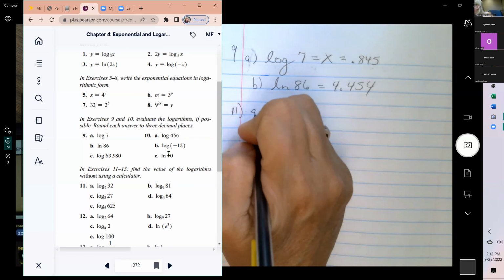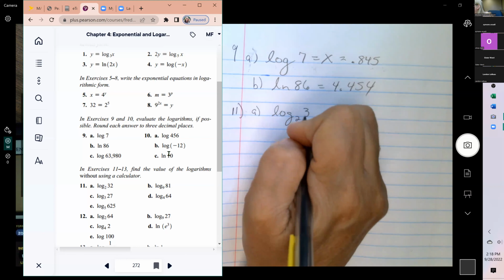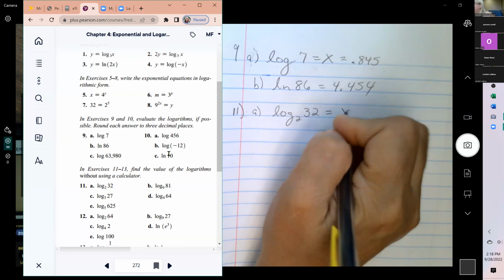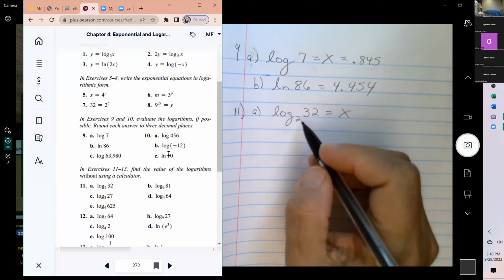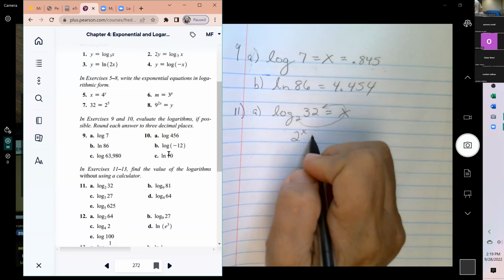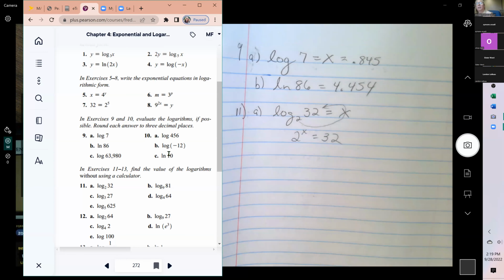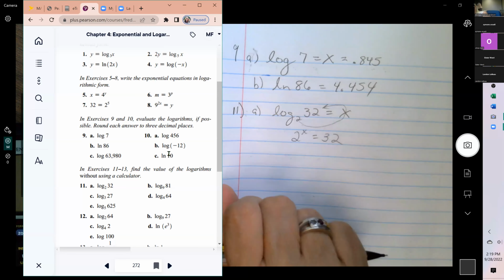So looking at number 11A. Now they want us to solve these without a calculator. Put it equal to a variable and rewrite it. So if we rewrite this, we'd have 2 to the x equals 32. Can we write 32 as 2 to a power?